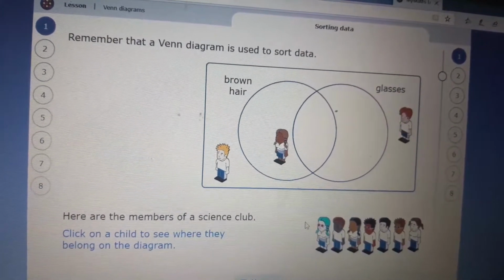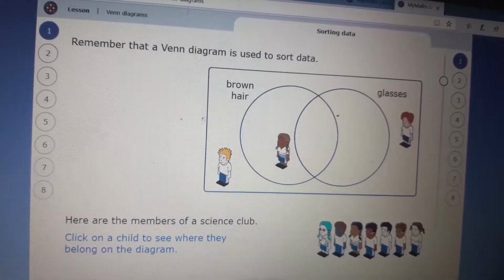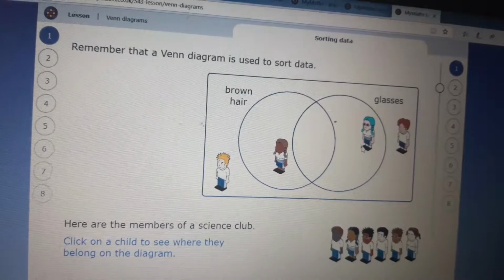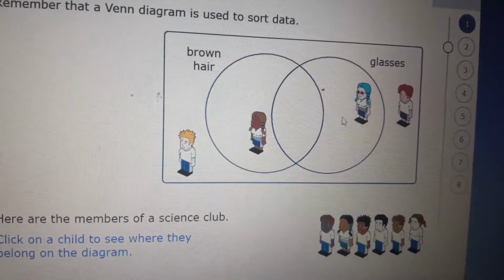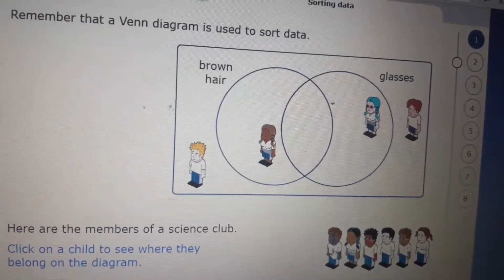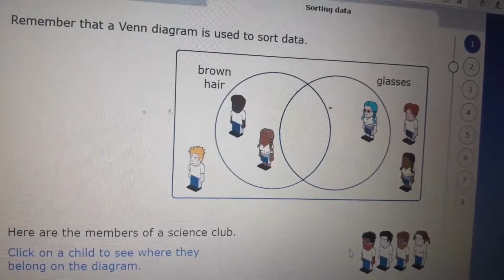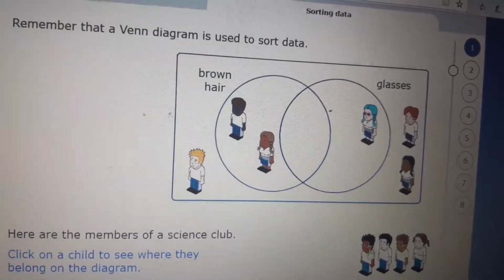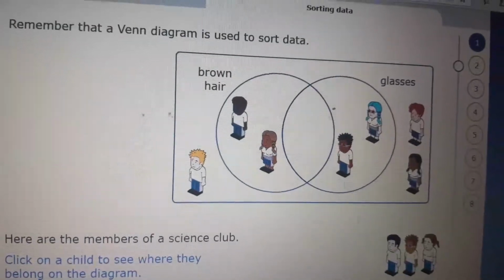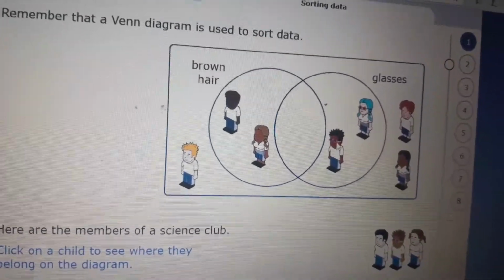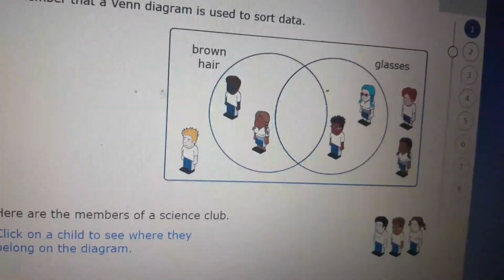This boy has ginger hair, so definitely not, neither bit, no glasses. This girl does have glasses, but you can see she doesn't have brown hair. This boy has brown hair, where are we? So he goes in here, but no glasses. This girl, brown hair, but no, sorry, she has black hair. This boy, got that wrong. He has glasses, but black hair. So he goes in the glasses section.